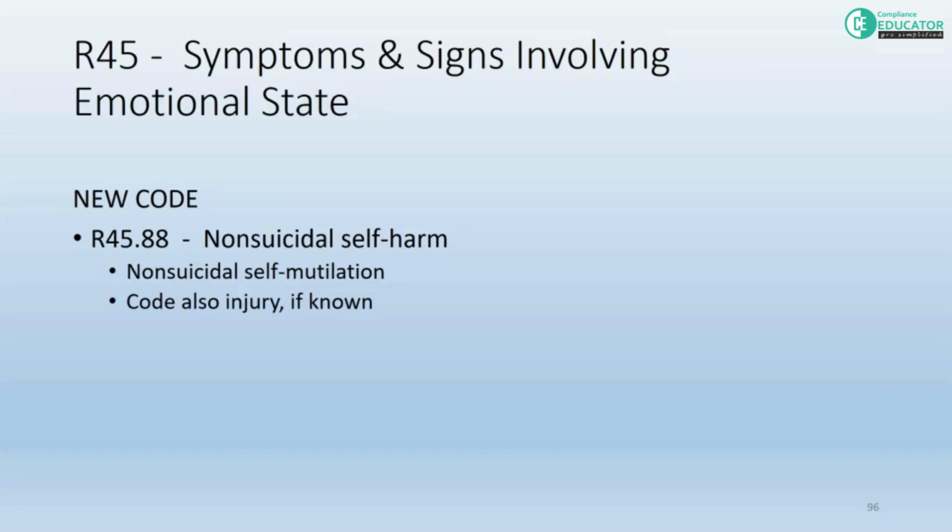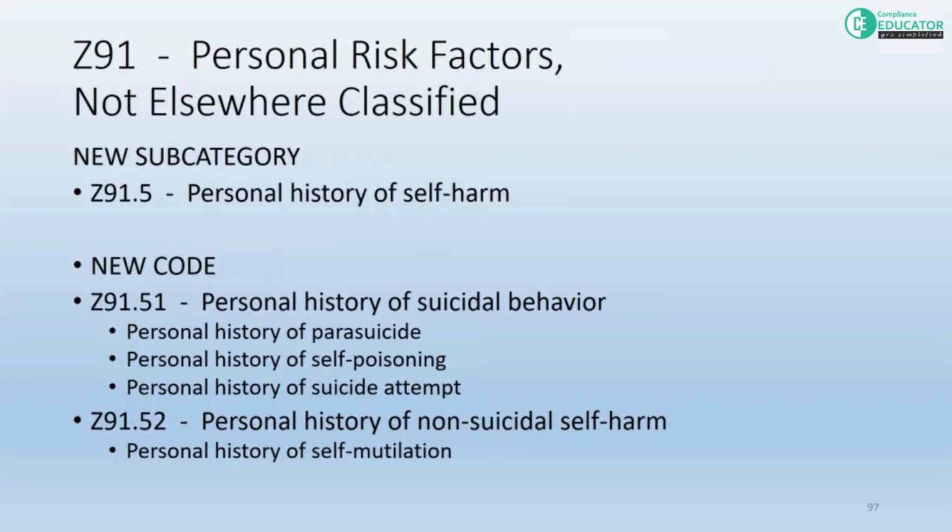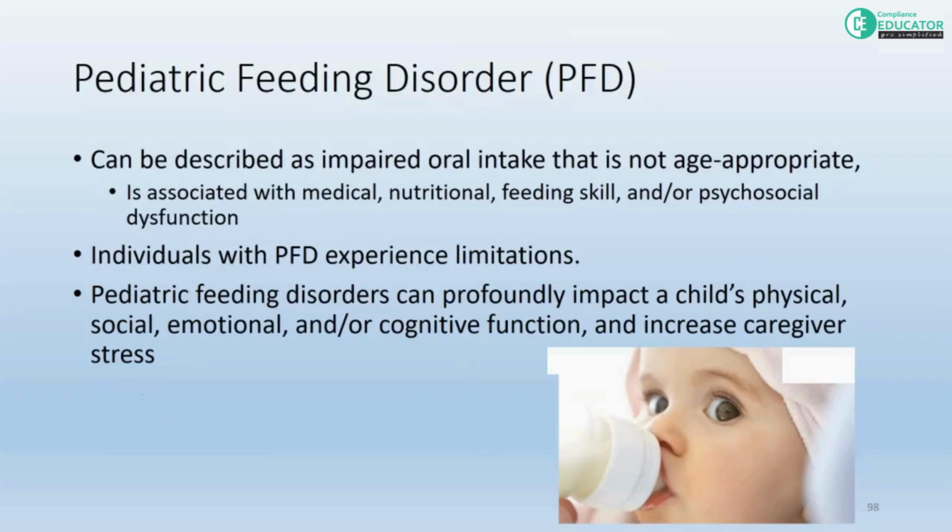And then we have a personal history code for this. All right, we have pediatric feeding disorder. It can be described as impaired oral intake that is not age appropriate. Boy, that sounds like a lot of words.